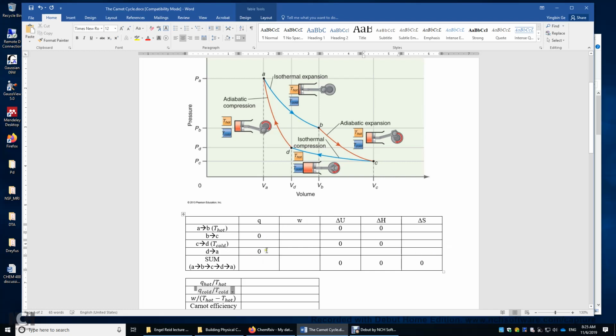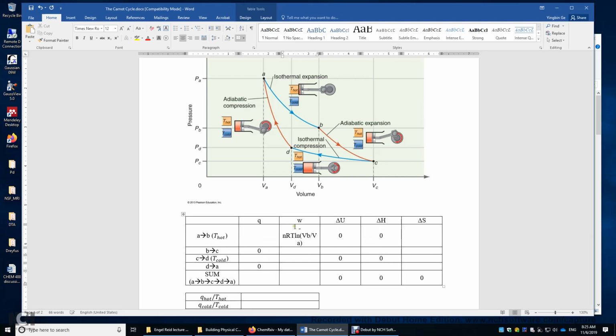Now we'll have to analyze all other blanks. First, let's look at this A to B step. This is an isothermal step. So how do we compute work? By definition, work equals the integral of negative P external dV. In this case, it's a reversible process. So we just need to integrate negative P dV. And pressure equals nRT over V. Therefore, we can easily put nRT times the logarithm of VB divided by VA. That's it.